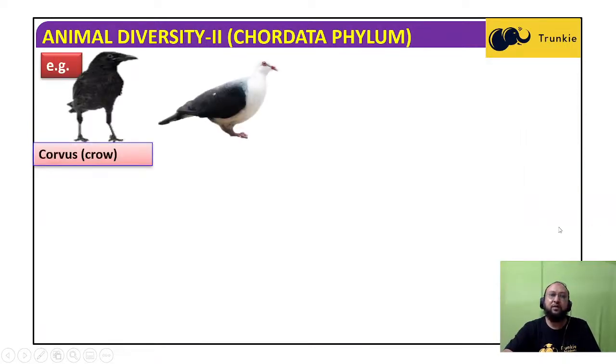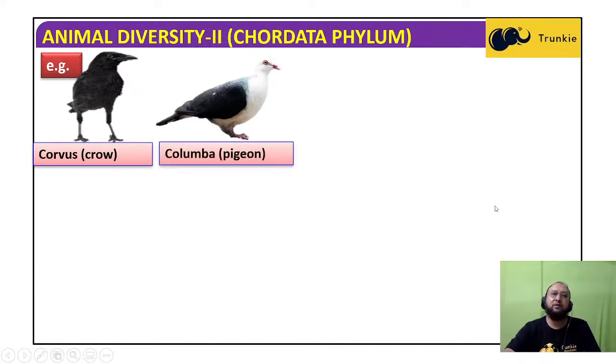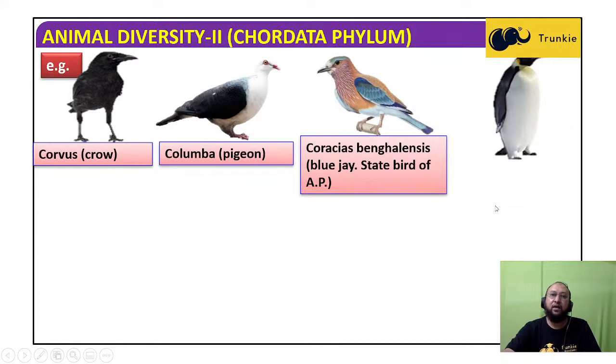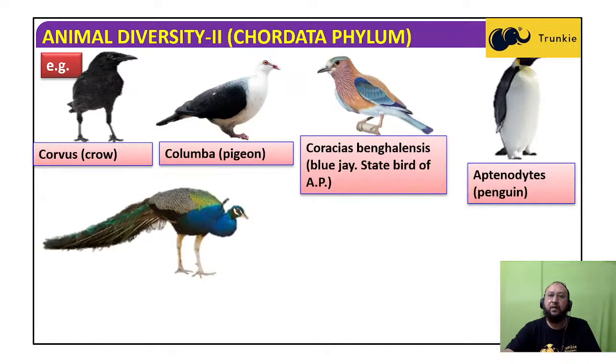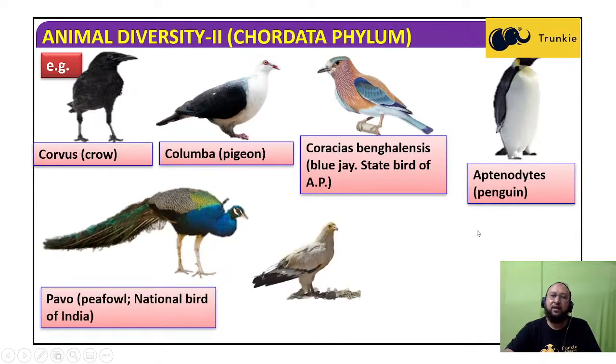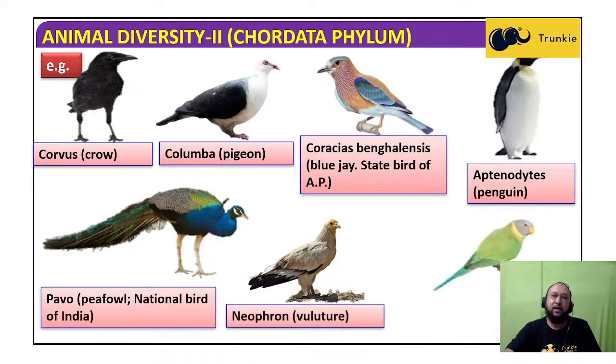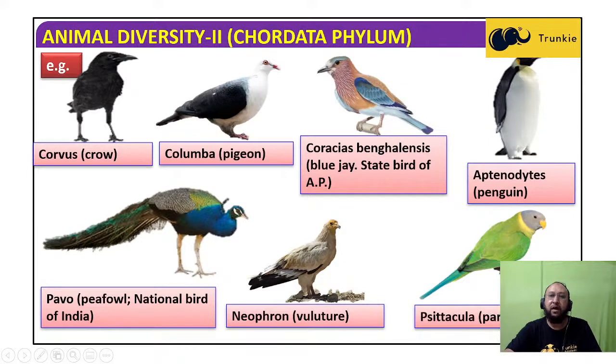The birds are a very common example that we have observed. Corvus, crow. Columba livia, pigeon. Coracias benghalensis is the blue jay, state bird of Andhra Pradesh. Aptenodytes, penguin. They don't fly, but they belong to birds. Pavo, peafowl, national bird of India, and Neophron, vulture. Then the Psittacula, parrot. These are some common examples of birds.